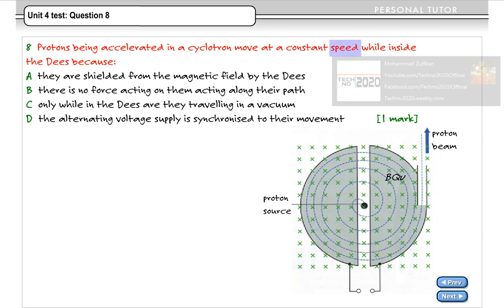The reason they travel at constant speed, but not constant velocity, is that the magnetic force on them is perpendicular to their path, and there is no electric force on them while in the Ds. In other words, there is no force then acting on them along their path. So the answer is B.